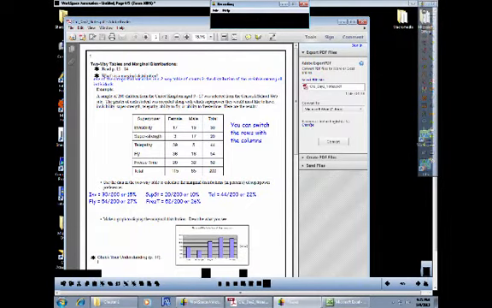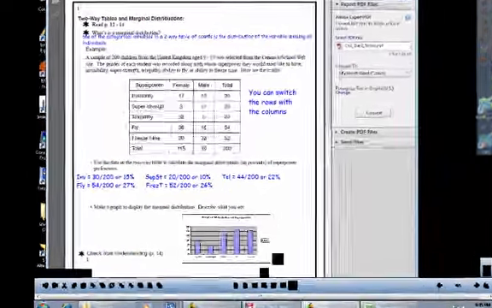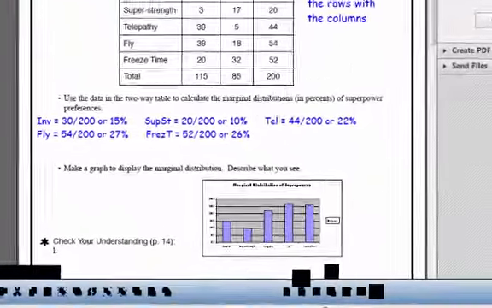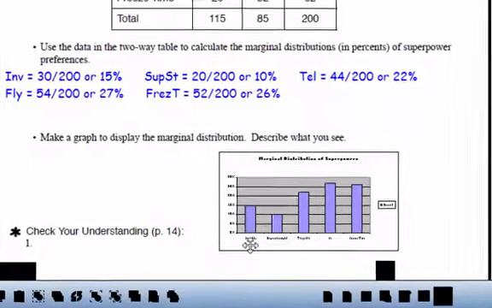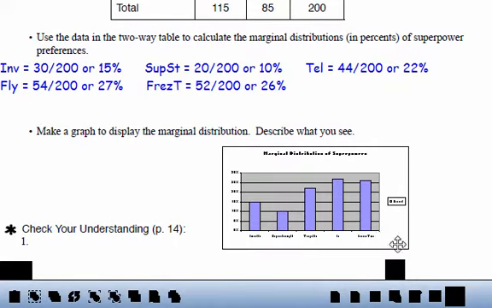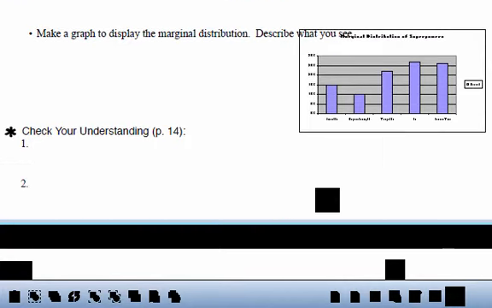So you could make a graph to see this. I hope this is big enough that you can see it. But you can see all of the marginal distribution here. Now would be a good time to stop and check your understanding on page 14.